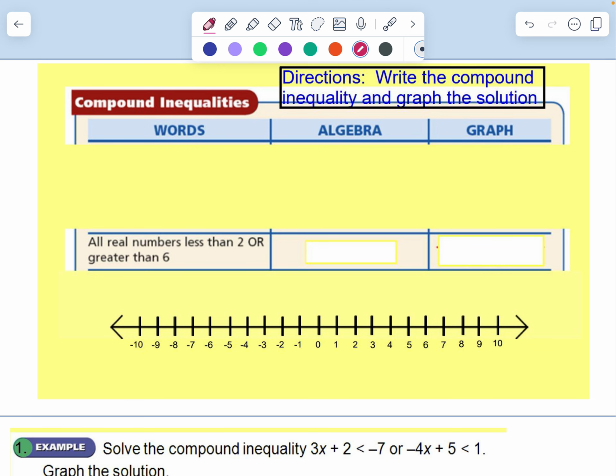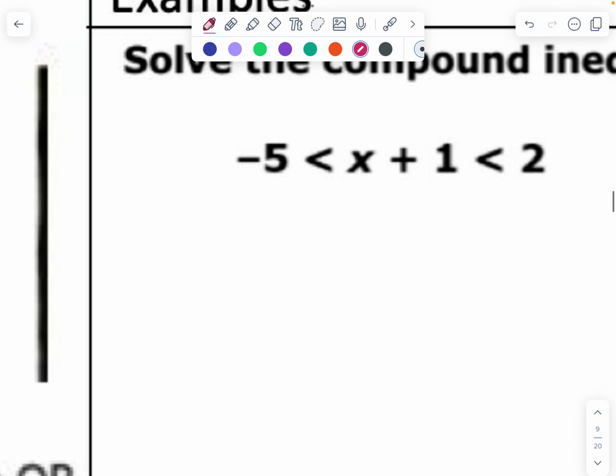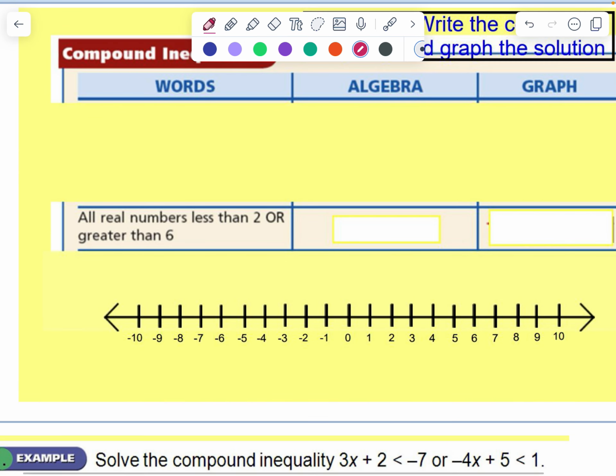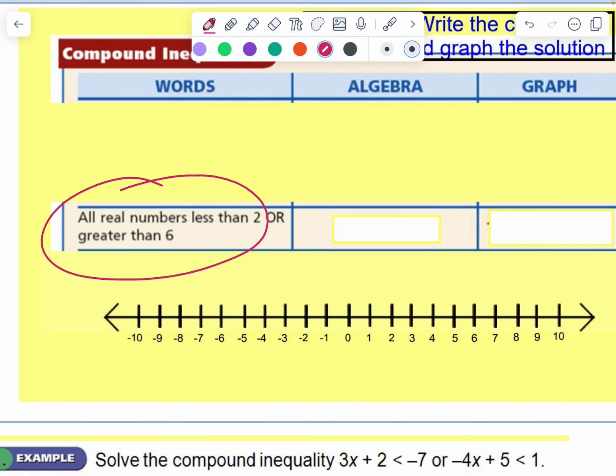Ors, we don't have the fancy notation like ands. We don't see this stuff for ors. Ors, we have to use the word or to communicate them. So if I'm going to represent this with algebra, I would say x is less than 2, and then I would have to include the word or. x is greater than 6.